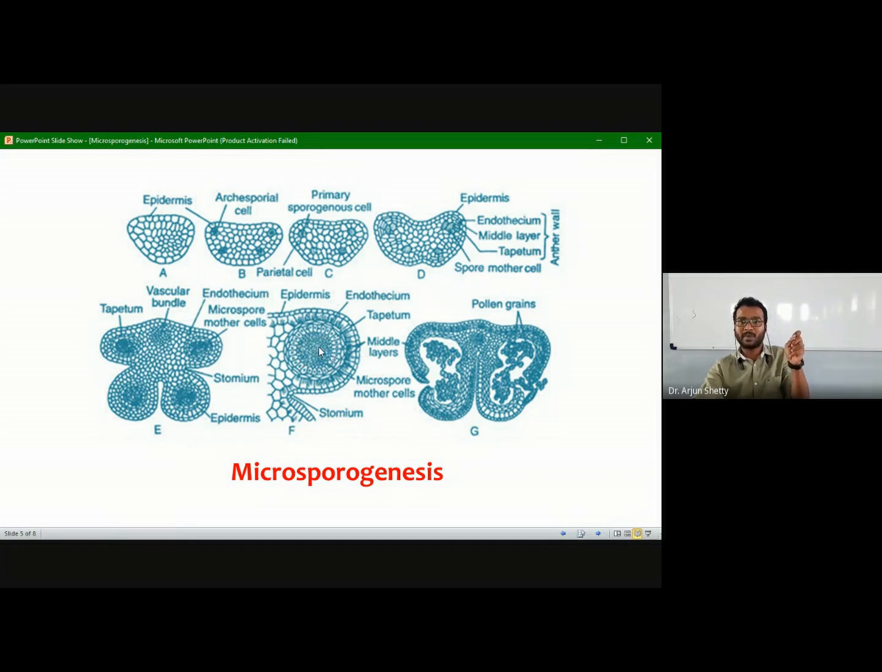When the microspore mother cell undergoes meiotic division, it forms tetrahedral microspores, and at that time you will see the microspores like this. You can also see a break, slits are going to be formed, and through the slits we are going to see the expelling of the microspores.